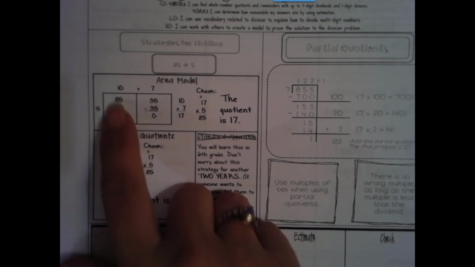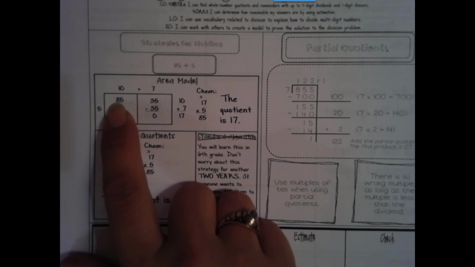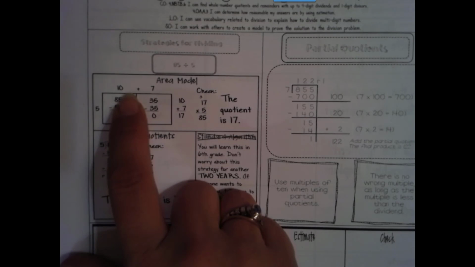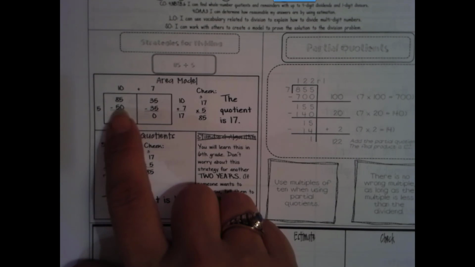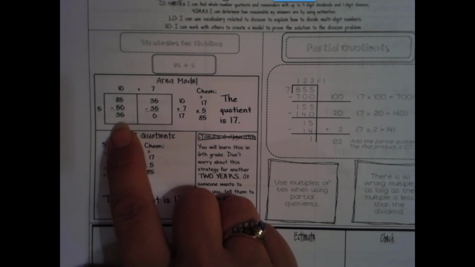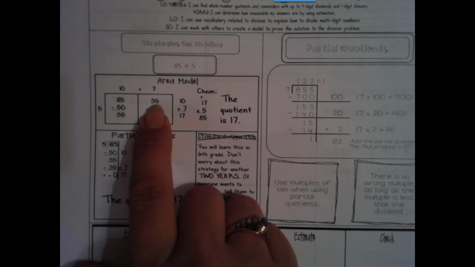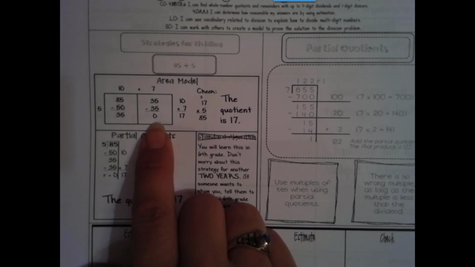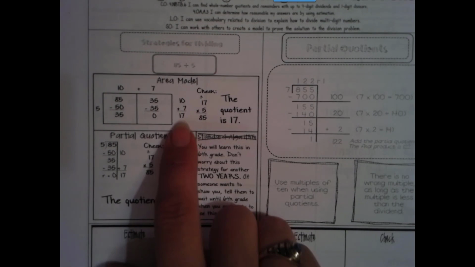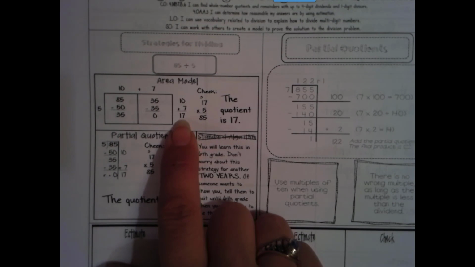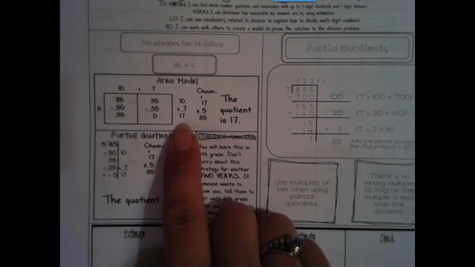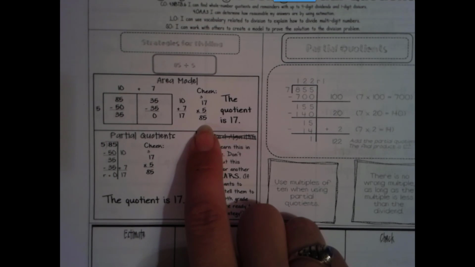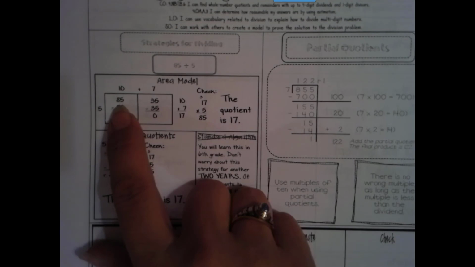So here's 2 examples that we looked at. This is from our last lesson. 85, well, I can take 10 groups of 5 out of that. I get 35. The 35 comes up here. 7 times 5 is 35. We get 0. Add those partial quotients together, we get 17. And when we check divisor times quotient, we get 85. That matches.